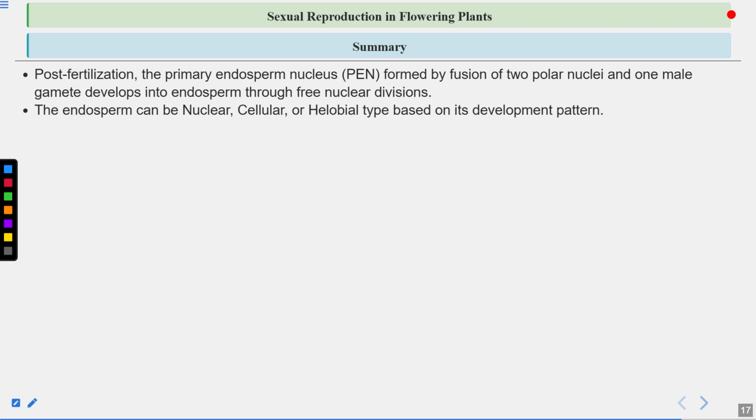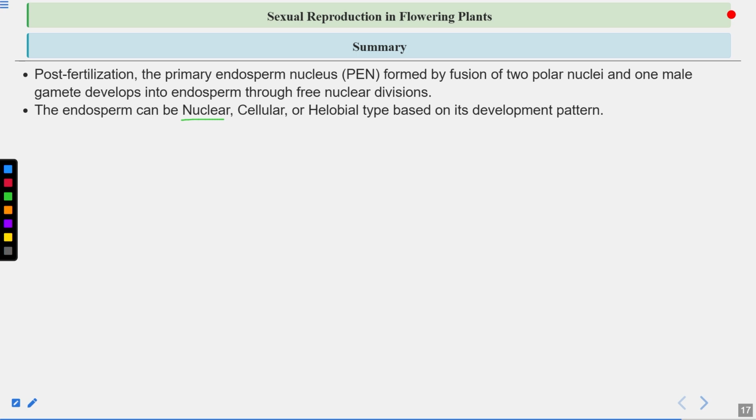The endosperm can be nuclear, cellular, and helobial type based on its developmental pattern. It is not mentioned in the NCERT, but still we have discussed it. I just summarize here the nuclear type of endosperm. There is continuous division of the nucleus, karyokinesis only, no cytokinesis. And once a number of nuclei are formed, then slowly a cell wall will be laid and the formation of cells takes place, right?